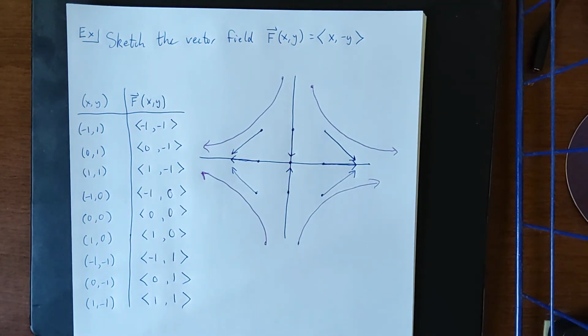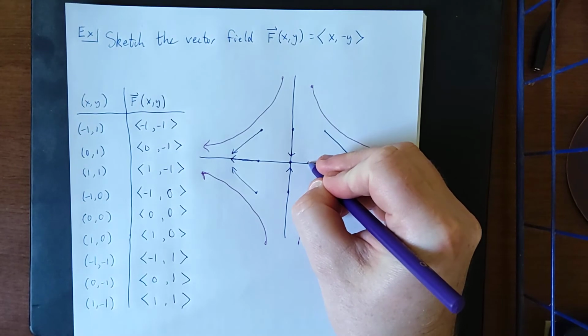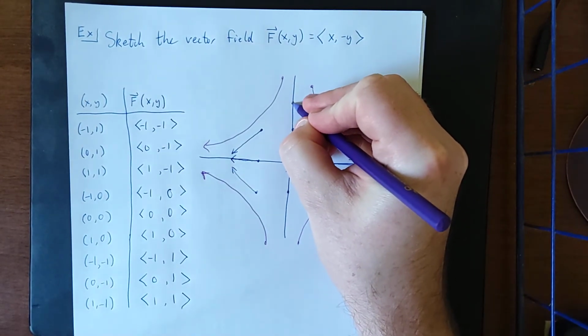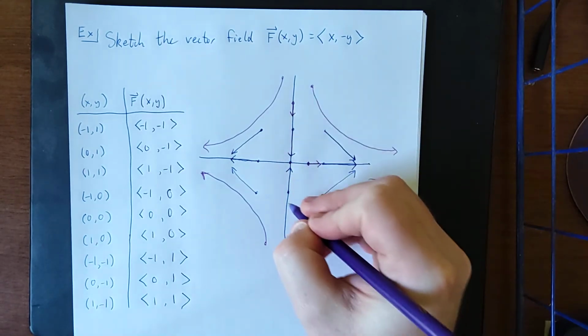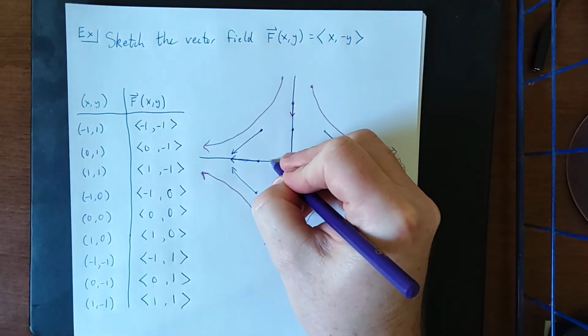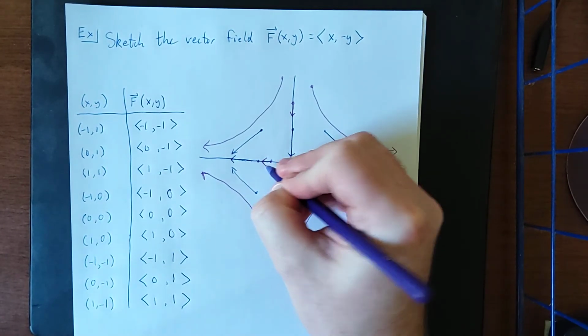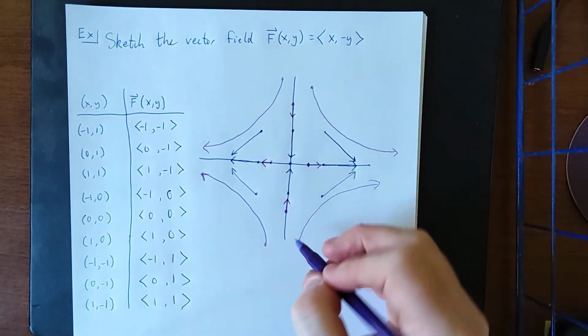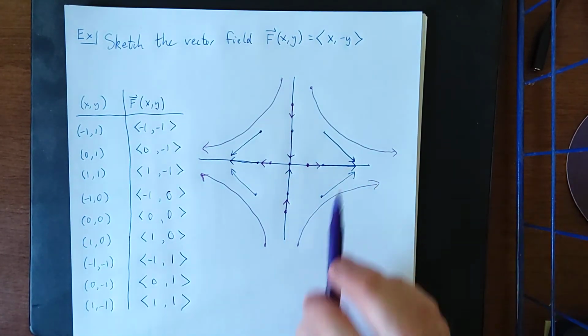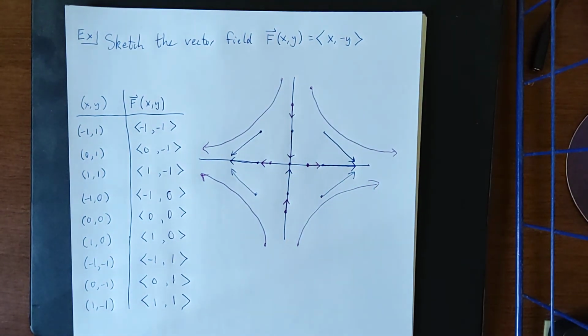Now, something else that you might notice is that if you start with a point that is directly on top of an axis, it will simply stay on that axis. So if we're on the y-axis, this vector field will push us back toward the origin. And if we start on the x-axis, it'll push us away from the origin.